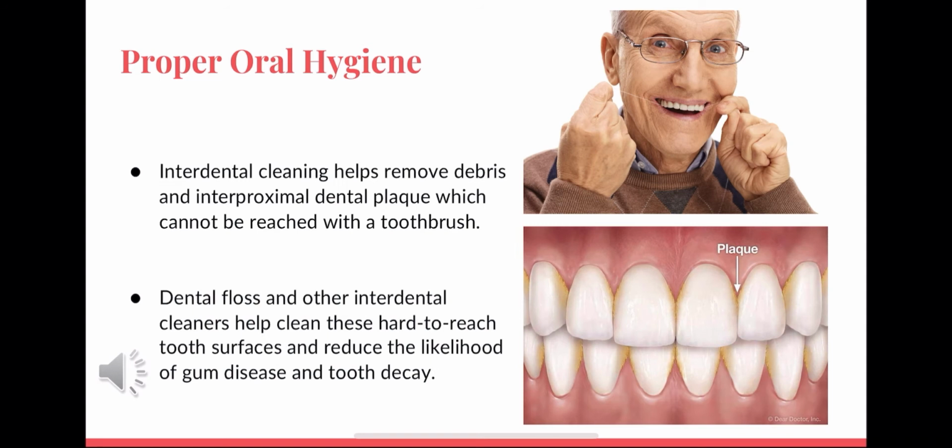Interdental cleaning helps remove debris and interproximal dental plaque, which is the plaque that collects between two teeth. Dental floss and other interdental cleaners help clean these hard-to-reach tooth surfaces and reduce the likelihood of gum disease and tooth decay. Use of an interdental cleaner like floss is an essential part of taking care of your teeth and gums. The U.S. Department of Health and Human Services reaffirmed flossing as an important oral hygiene practice in a 2016 communication to the American Dental Association.